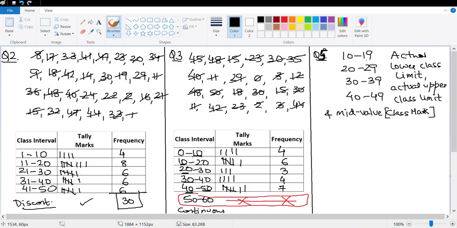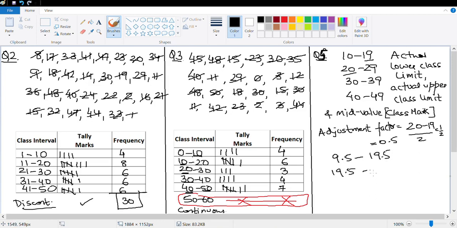So for this, I notice that the upper limit of one and the lower limit of the next are not the same. So my adjustment factor, you should always show this calculation because the person who's correcting your notebook understands how you've got it. So 20 minus 19 upon 2, which is 1 upon 2, which is 0.5. I will subtract it from the lower limit, which means this will become 9.5. I'll add it to the upper limit, so this becomes 19.5. The next one becomes 19.5, 29.5, 29.5, 39.5, and the last one is 39.5 and 49.5. So this is the actual lower limit and this is the actual upper limit.